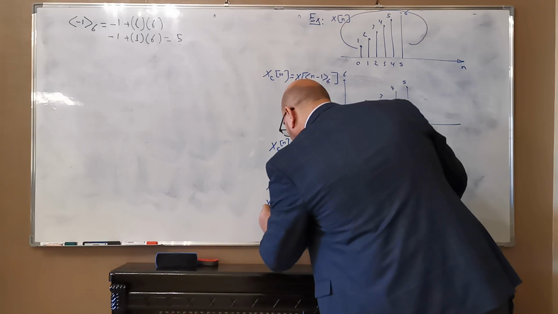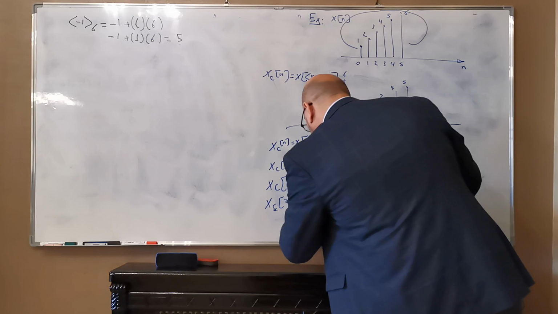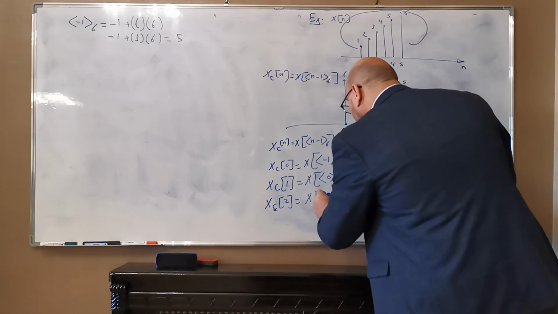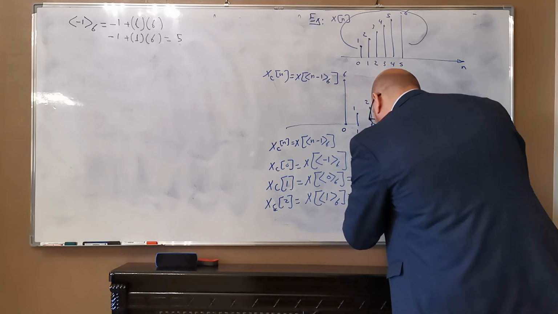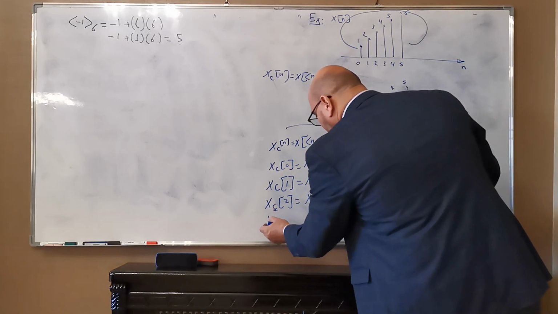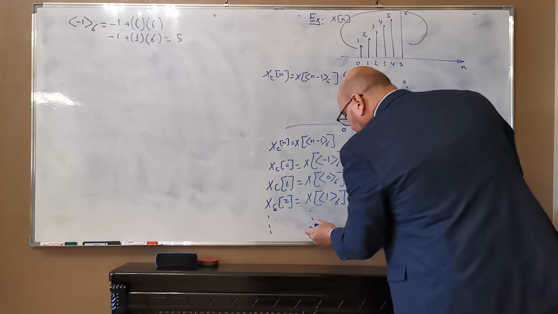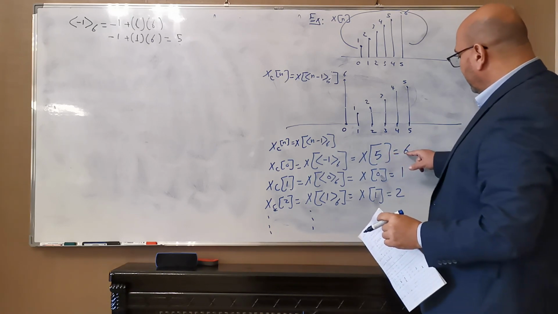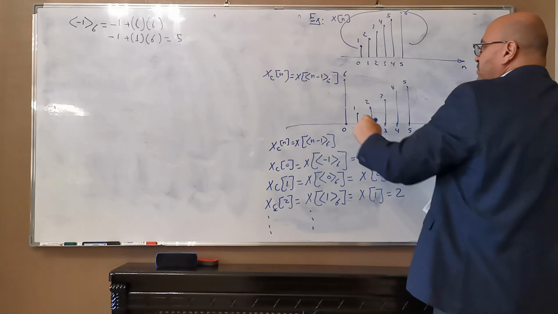xc of 2 is equal to x of 2 minus 1, that is 1 modulo 6, and 1 modulo 6 is x of 1 itself, which is equal to 2. And we will continue, and you will get the sequence. If you continue here, you will get exactly the same sequence as we have here. So the only change that we have from doing the circular shift is this one.